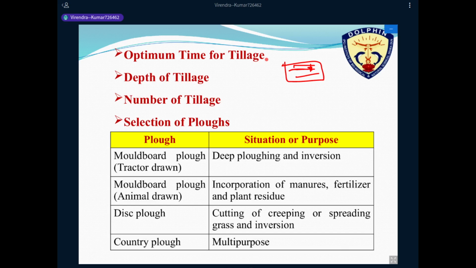If you are taking deep rooted plants, then you must take deep tillage practices, deep plow, and if you are taking shallow rooted plants, then you can plow shallow. So your plan totally depends on the length of the root in the field, according to that length.